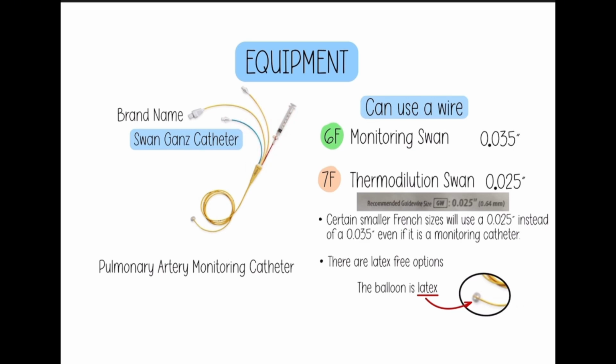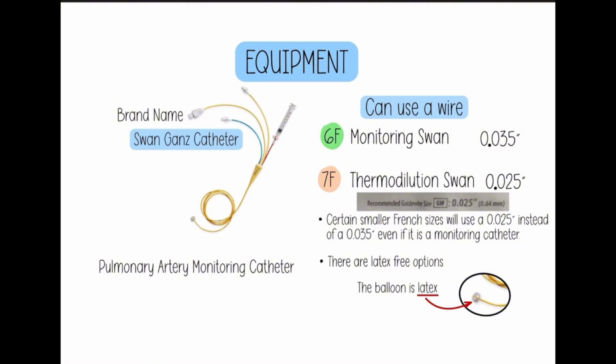Now, French size is going to matter, and this actually usually has to do with the type of access you're using. So the femoral vein is larger than the brachial vein, for instance. Now, let's just say we're going femoral or IJ, a monitoring Swan is usually 6 French. It does go down to 5 French, and I'm sure in pediatrics smaller than that. So if you're going brachial and you have a smaller access, you might use a 5 French just so you don't get so much resistance going up and over. And then the Thermodilution Swan is usually 7 French because it has more ports. It is a thicker catheter and therefore it needs a bit of a larger access.